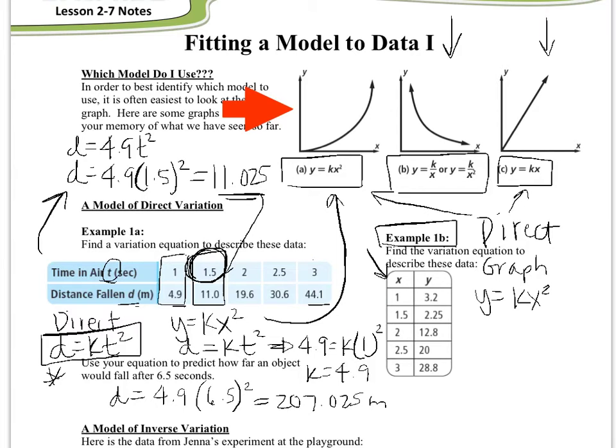So now I'm going to test that using some of the points. I'm going to use x is 1 and y is 3.2. So 3.2 equals k times x squared, and x squared is 1. I apologize, I first wrote it wrong. Let me rewrite it down here: 3.2 equals k times 1 squared. I just used those first coordinates right there and plugged them in. And I have 3.2 equals k.